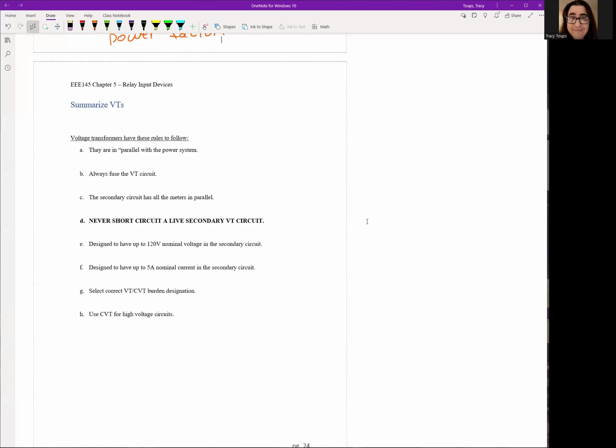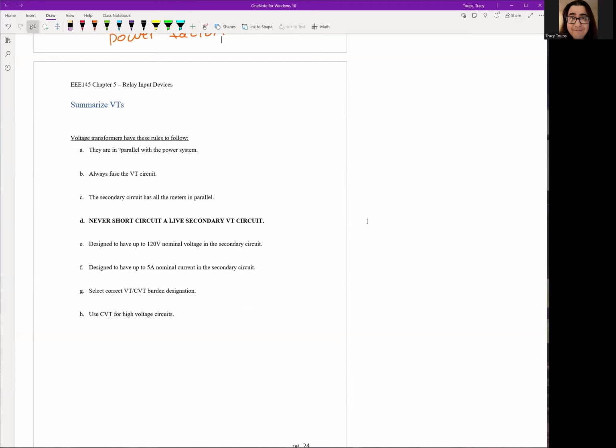Okay. The secondary circuit, where you put all your meters, because we're measuring voltages, should always be measured in parallel. So you need to parallel the meters. Do not put the meters in series like we do in the CT circuit. So VTs are always done in parallel. So five meters in parallel, and the parallel wires go back to the VT itself. Okay.